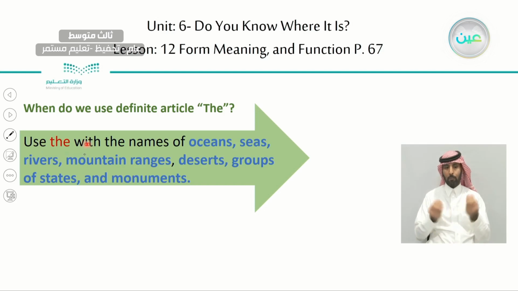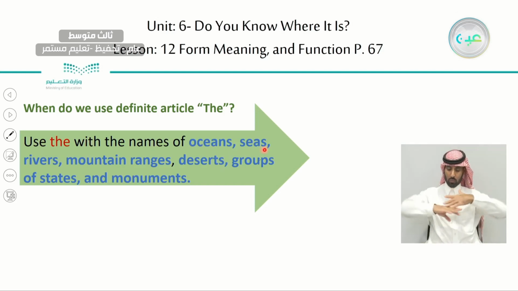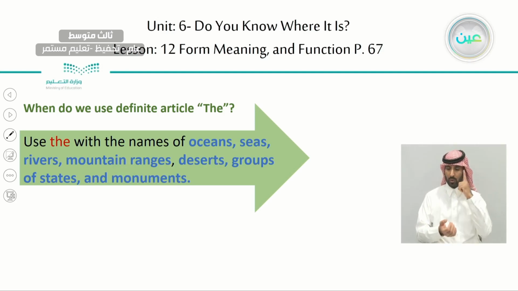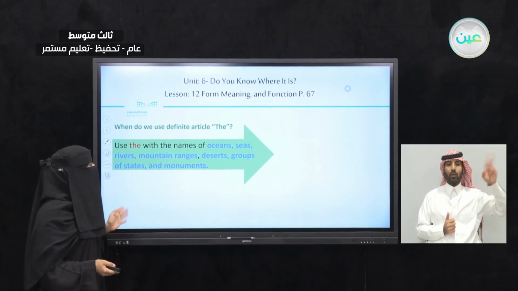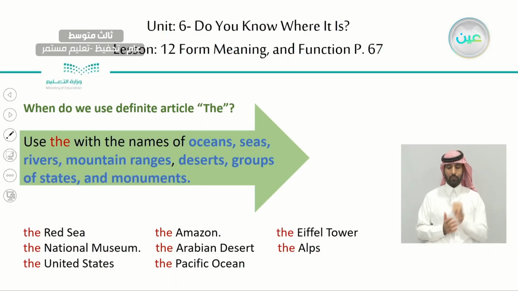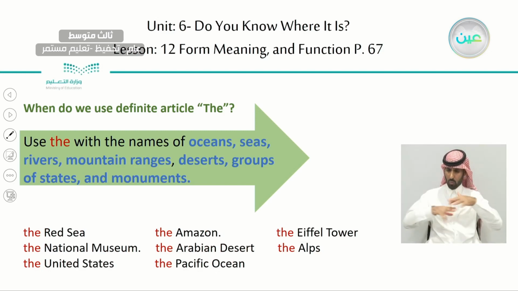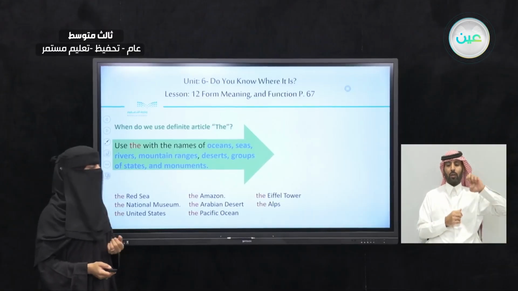Also, we use the with the names of oceans, seas, rivers, mountain ranges, deserts, groups of states, and monuments. Meaning, you don't say Red Sea, you say the Red Sea. If you're talking about names of oceans, names of seas, you use the before it. Let's see the examples. The Red Sea, the National Museum, the United States, the Amazon, the Arabian Desert, the Pacific Ocean, the Eiffel Tower, the Alps, okay? If you're talking about oceans, seas, mountain ranges, deserts, you use the before these names.